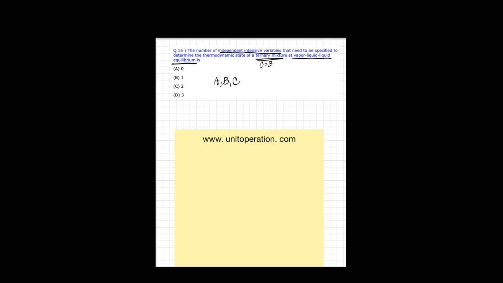So you can assume that there are 3 phases. One is a liquid 1 phase, one is a liquid 2 phase. These two liquids could be miscible or immiscible, and this is of course the vapor. So we have 2 liquid phases and the vapor phase. Each phase will contain all the components A, B and C.